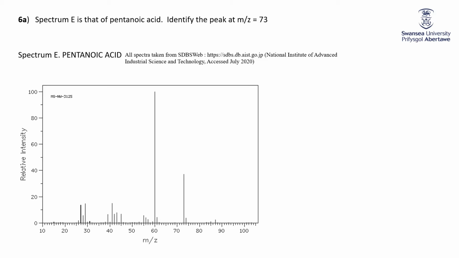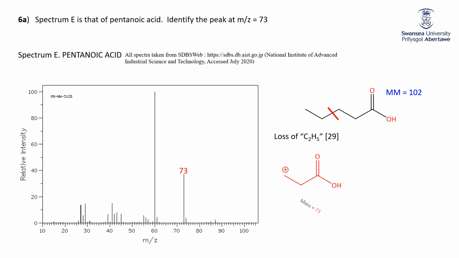So pentanoic acid, we're asked about peak 73. There's pentanoic acid and its molar mass is 102. Well, how do you get down to 73 from 102? You lose C2H5, which weighs 29. And here is the obvious C2H5 right there. So lose that, we're left behind with this peak here, which has a mass of 73. Notice, by the way, the nice big peak at 60. We'll be coming back to that later on.